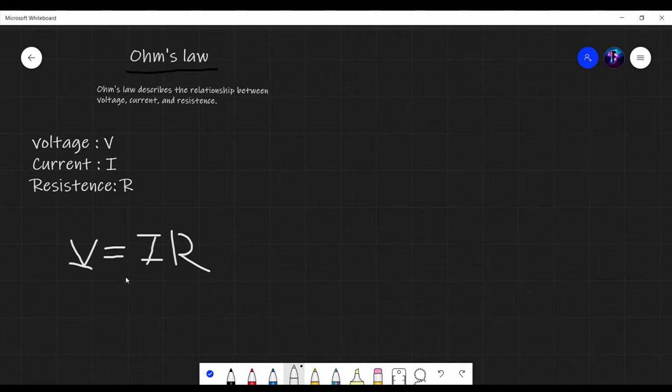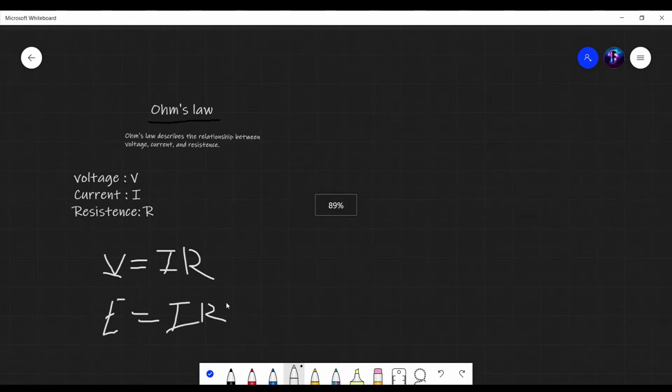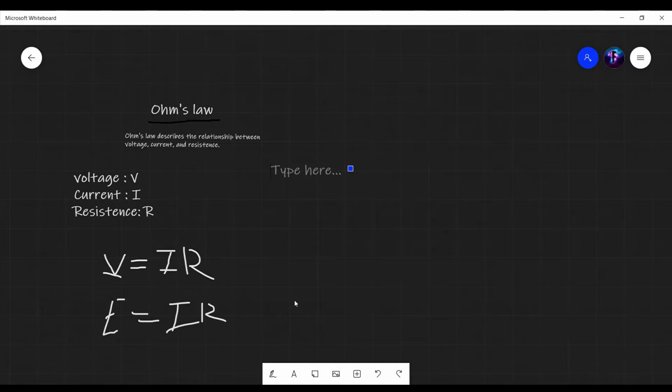So V, like I said, is voltage. It's a way of symbolizing electricity. Sometimes you may see it as E equals IR. They're exactly the same. It's just that E is electricity, which is exactly the same thing as V, which is voltage. So, to symbolize I, which is important, I'm going to write it down.